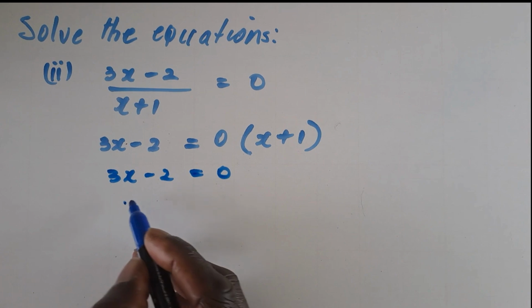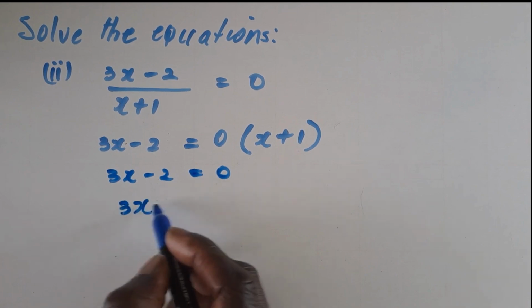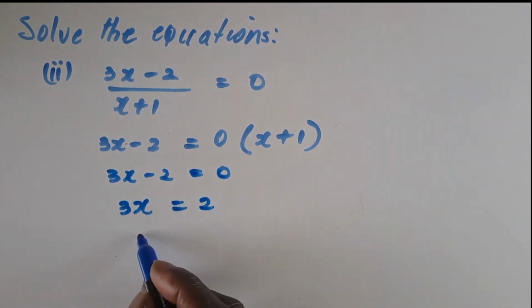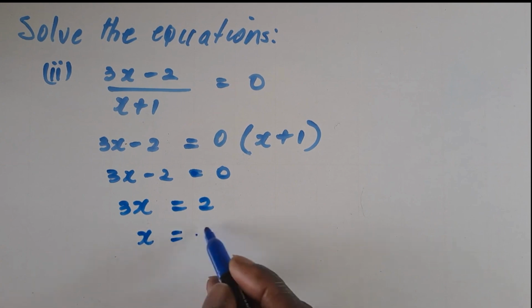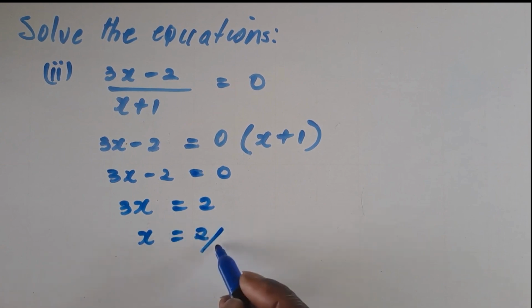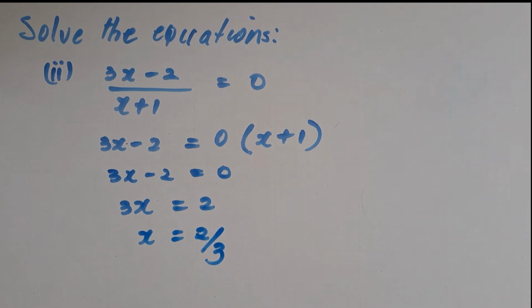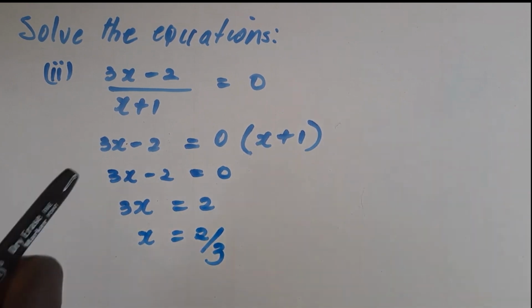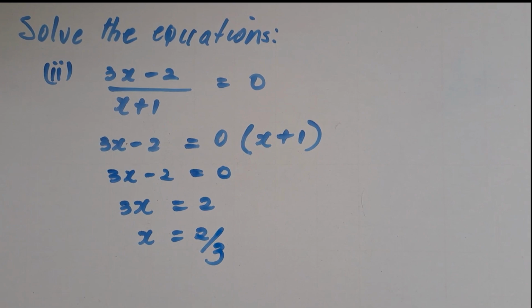So we add 2 to both sides. We have 3x is equal to 2, giving us that x is equal to 2 over 3, 2/3. Again, you can substitute x equal to 2 over 3 in this equation to verify that the result is 0.